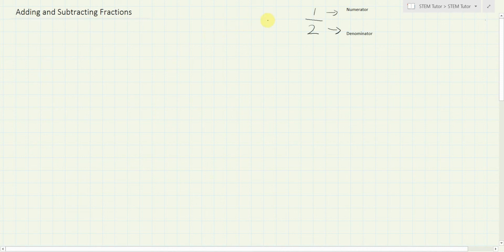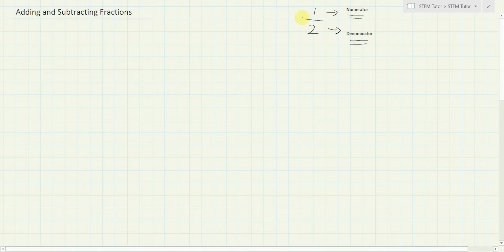So before I begin, I'm just going to go over some basic terms with fractions. Here we have a general fraction, 1 over 2. The number at the top, the 1 in this case, we call the numerator. And the number at the bottom, in this case 2, we call the denominator. Throughout this video I'll be using these terms numerator and denominator. All you need to remember is that the numerator is the number at the top and the denominator is the number at the bottom.